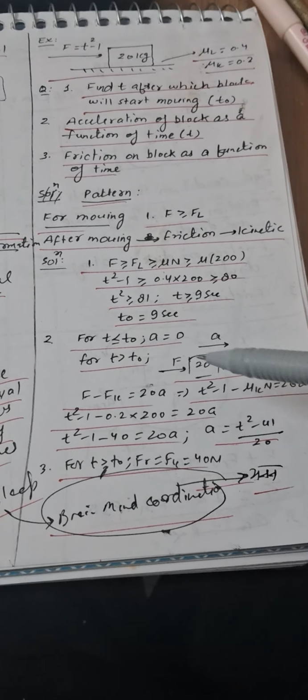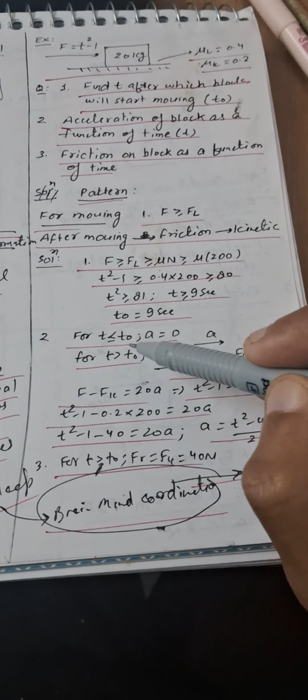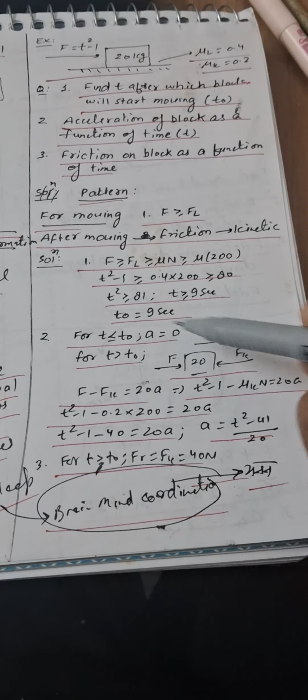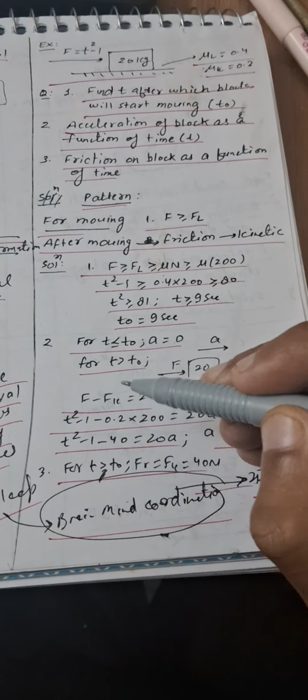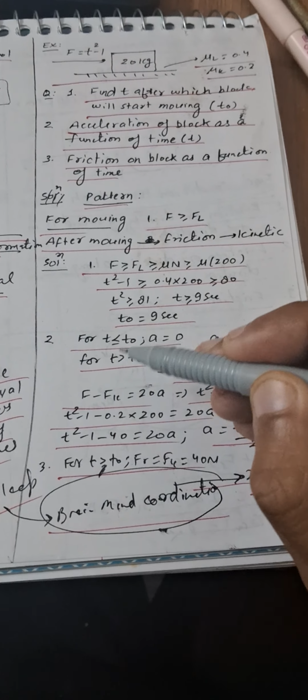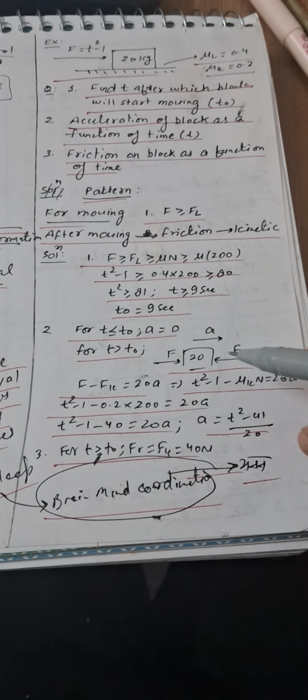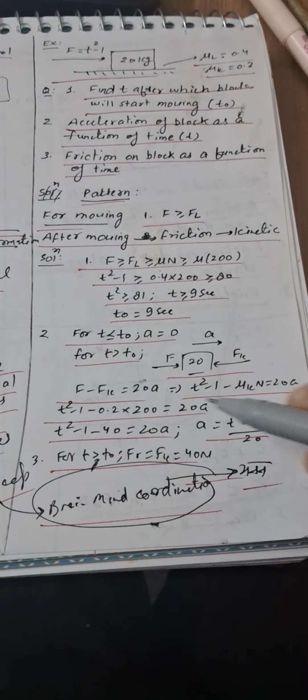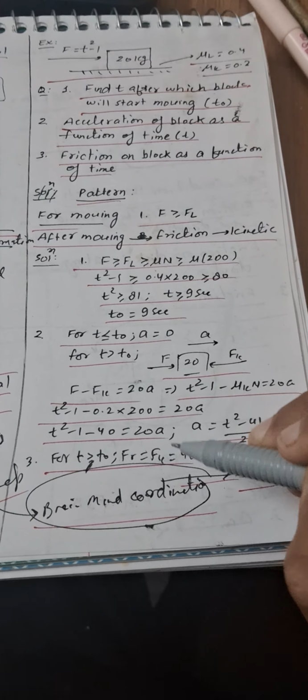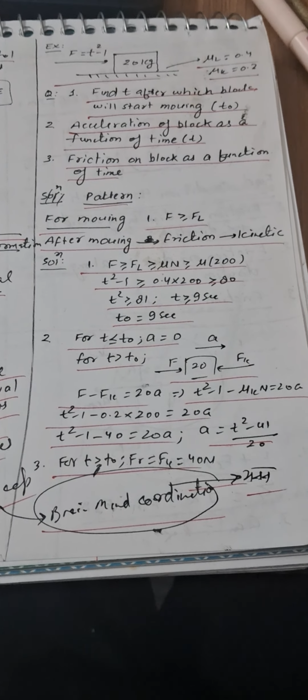Next is acceleration as a function of time. For t less than t naught, acceleration is 0 as the block is not moving. And for t greater than t naught, friction will be kinetic friction. There is again the use of the second pattern. Now drawing the FBD, we have net force is m into a. So after solving, we get a equals t square minus 41 by 20.